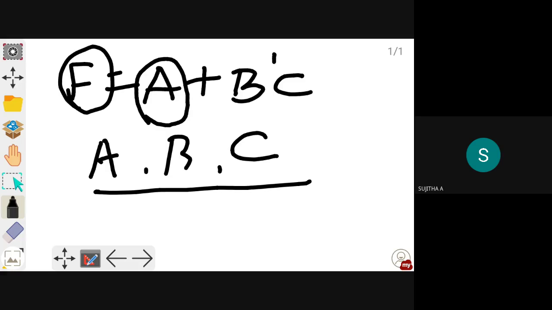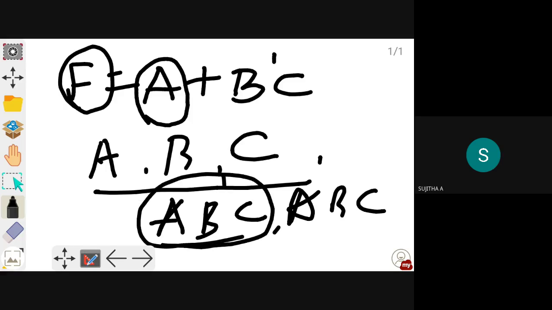Minterms means you should have a term which consists of all the three variables, either in original form or in complement form. That is, it can be ABC or AB dash C dash or A dash BC. Any minterm should have all the variables. So it can be A B dash C or A dash B C. In this minterm you have all the three variables.